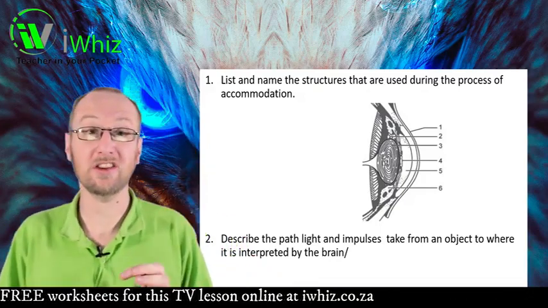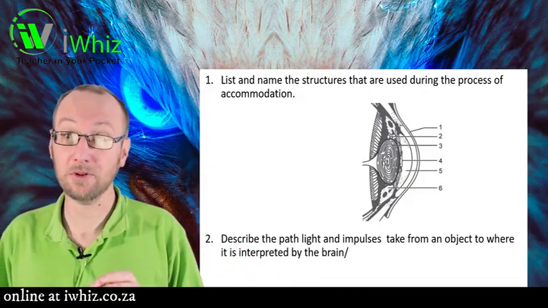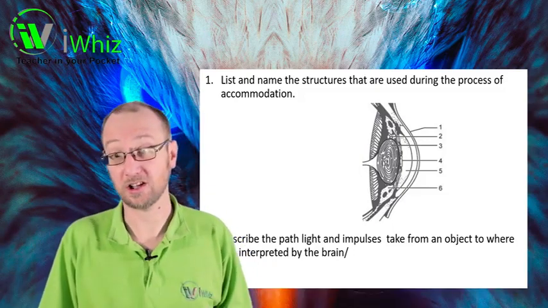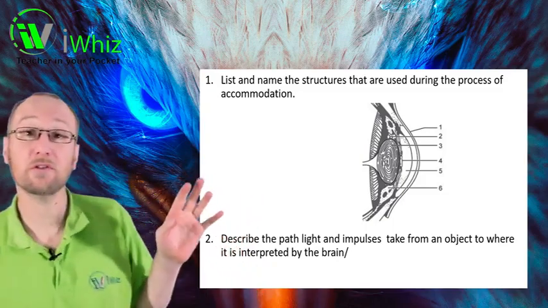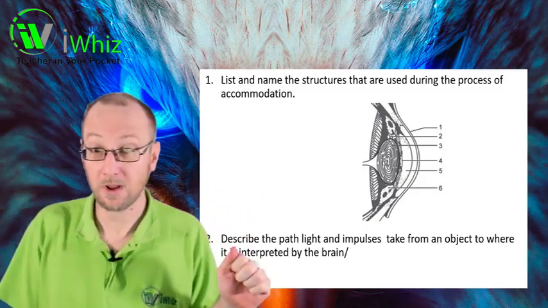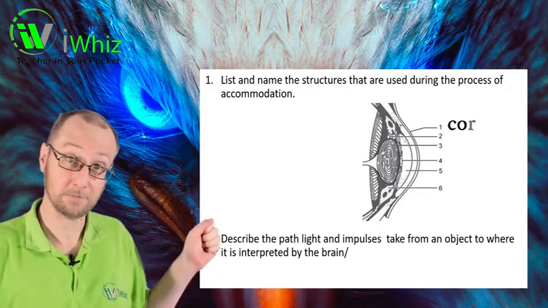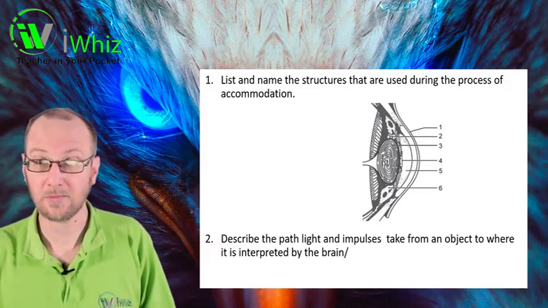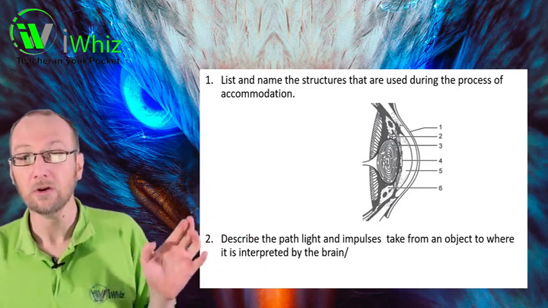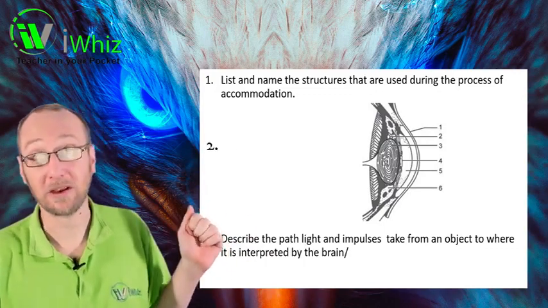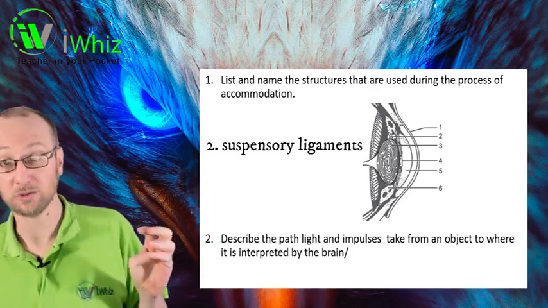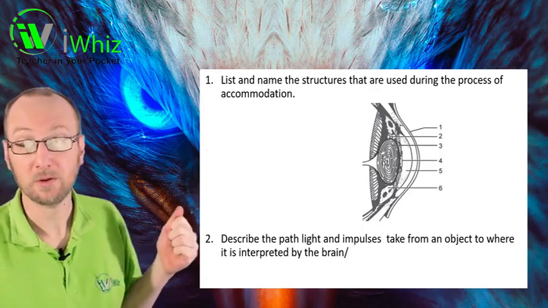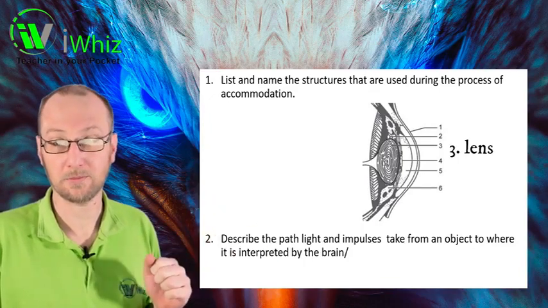The first question says, list and name the structures that are used during the process of accommodation. So let's go through each one of those structures one at a time. Structure 1 is the cornea. We know that the cornea is not used during accommodation. 2 then is likely to be the suspensory ligaments, which we know is used during accommodation. Structure number 3 would be the lens.